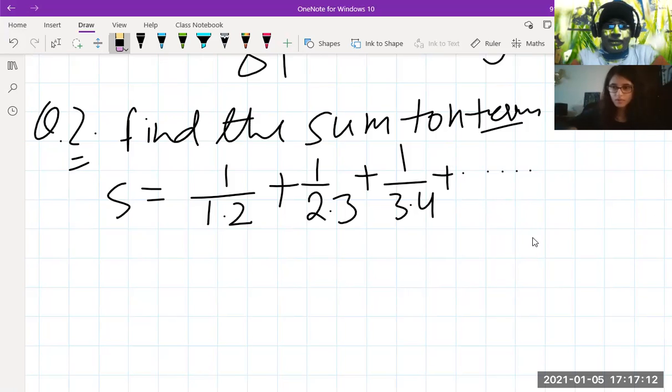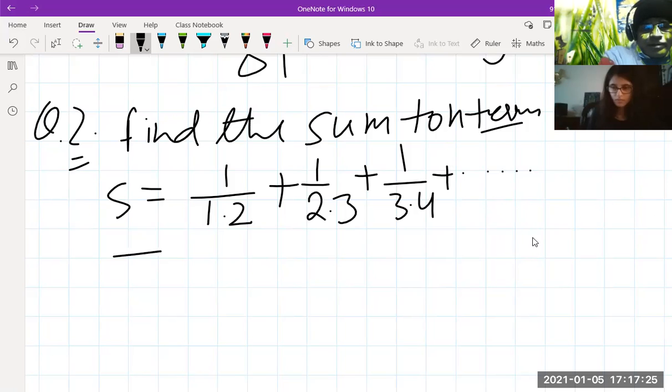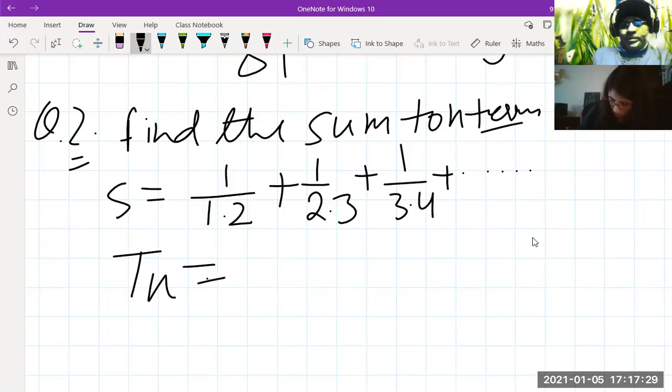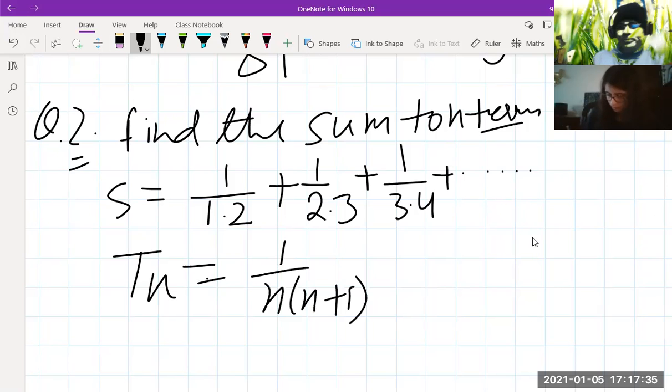So in such type of questions, what we do, we first find an, which is Tn, the nth term. We find the nth term, right? Tn. First we find the nth term. So nth term will be like 1 upon n plus 1. Is it?